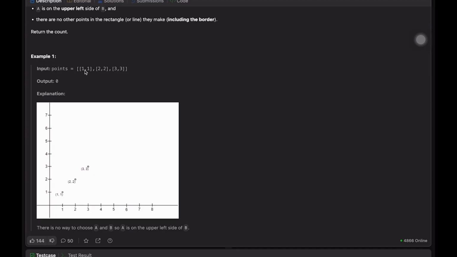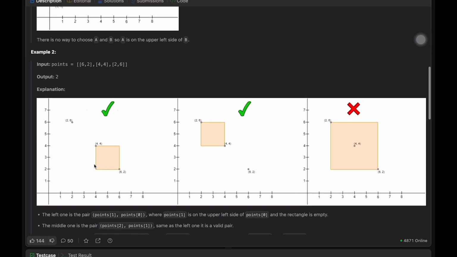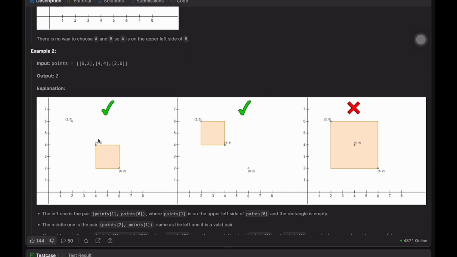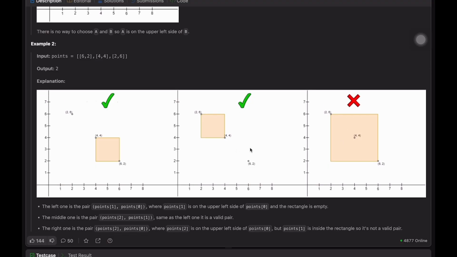If you see the points for the first example, all the points were on the upper right, not upper left. Here in the second example, for 6 comma 2, 4 comma 4 is on the upper left and 2 comma 6 is on the upper left. But when you see 2 comma 6 and 6 comma 2, 4 comma 4 is inside the rectangle, so you can't take it. So only 2 is the answer.